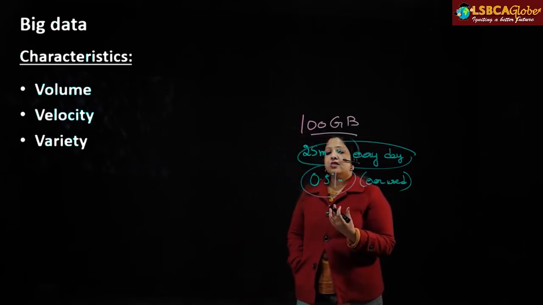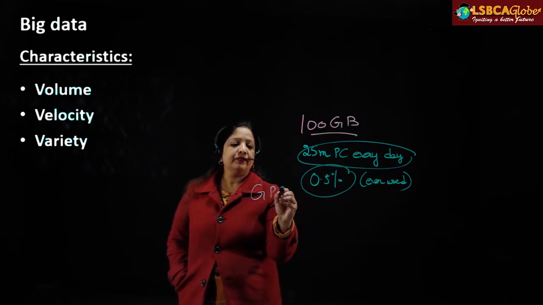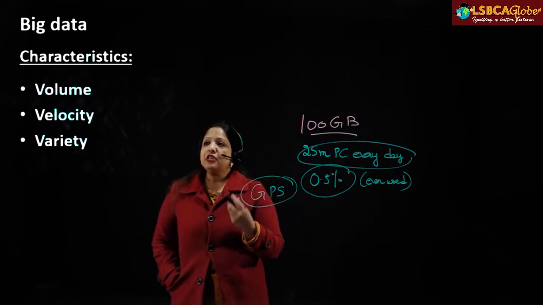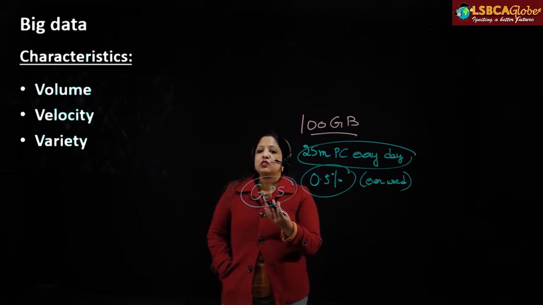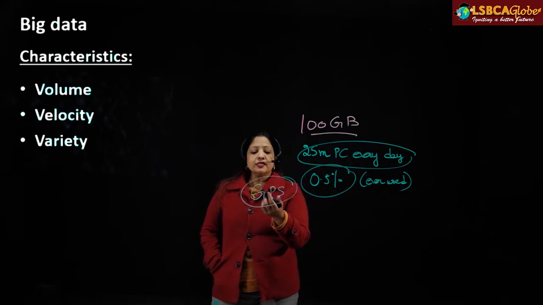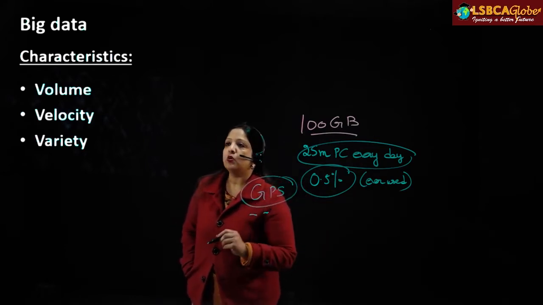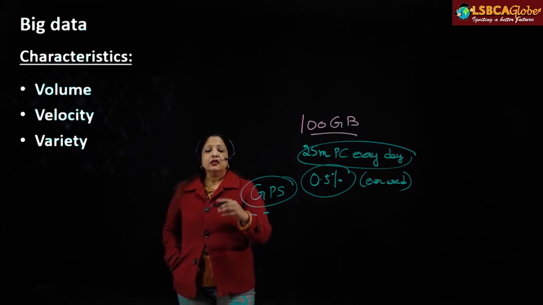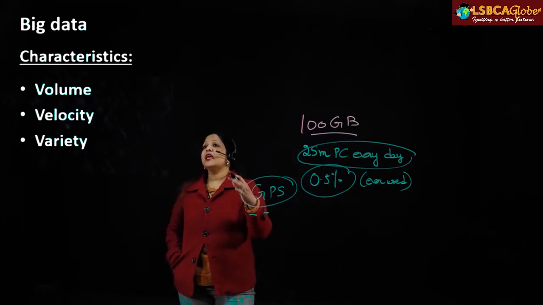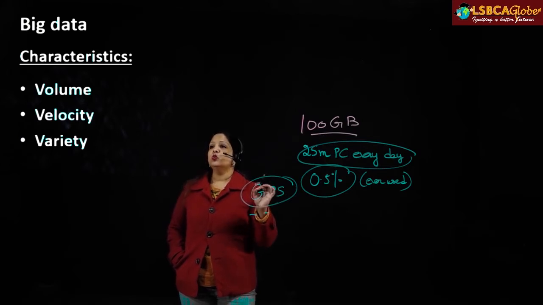Like the GPS system, which makes use of big data. When we are traveling somewhere, the system alerts us: the red line shows that higher traffic is going to be there. I'm not saying that big data is not important. Big data has its own uses, but only if it is properly used.